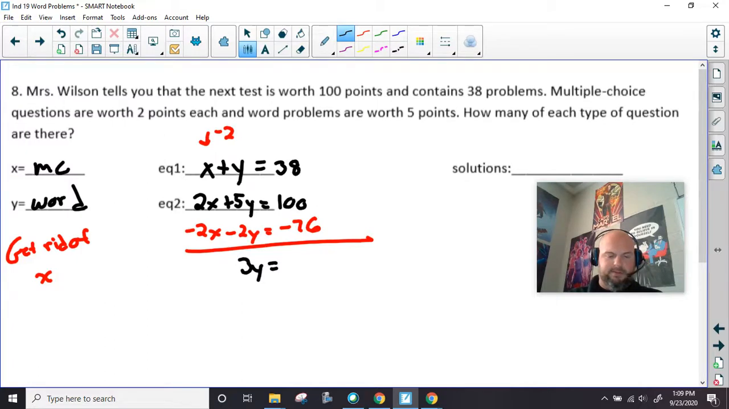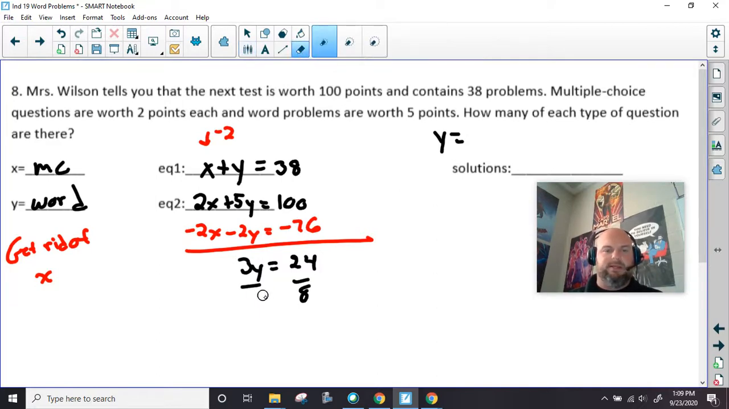So 24 divided by 8. So we're going to have y equals, or what did I say, divided by 8? I was writing that answer beforehand. My brain is not working. So there's going to be 8 word problems.